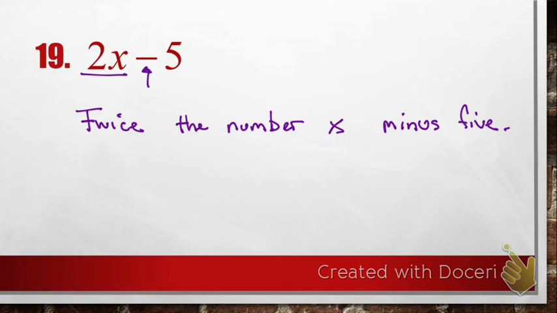Now, there's actually multiple ways you could have written this out. You could have said the 5 less than twice the number x. You could have said 2 times the number x minus 5. It's kind of up to you how you want to strategize and verify your own algebraic sentence, but you can do these in multiple ways to spell it out.